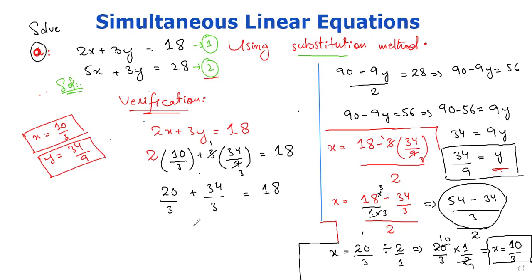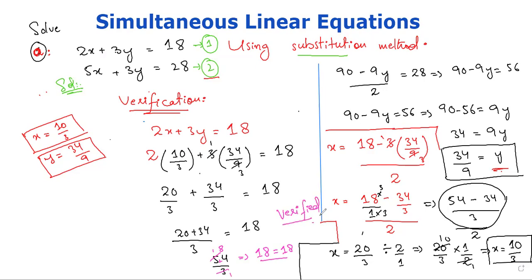As you know, both the denominators are the same, so we will write it once. So 20 plus 34 equals 18. 20 plus 34 is 54. So 54 divided by 3. 3 sixes are 18. It means 18 is equal to 18. So your solution is verified.